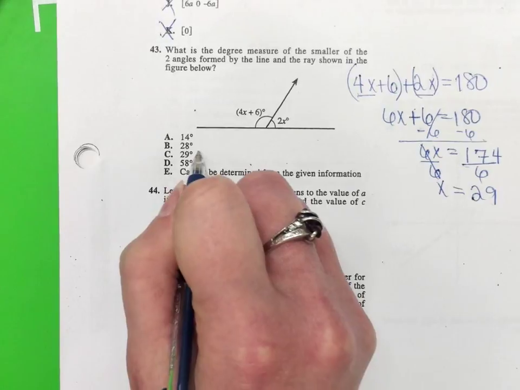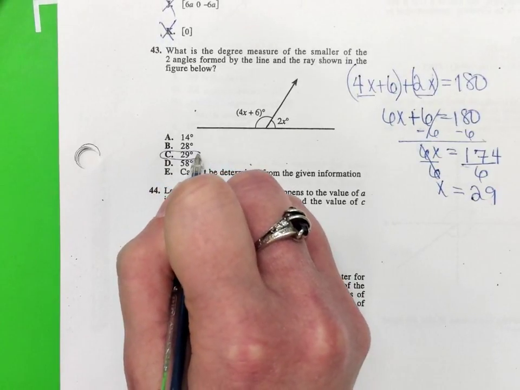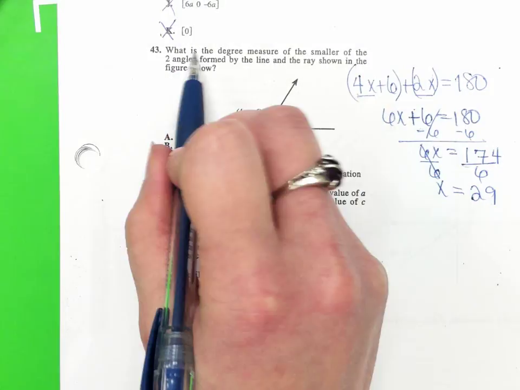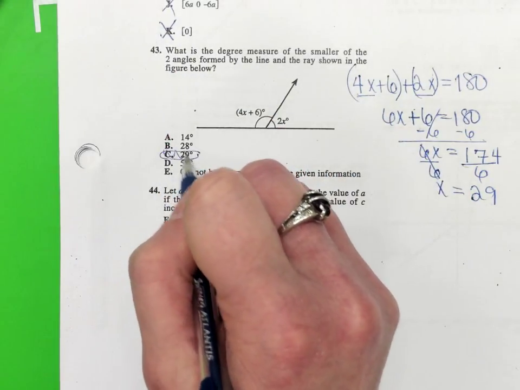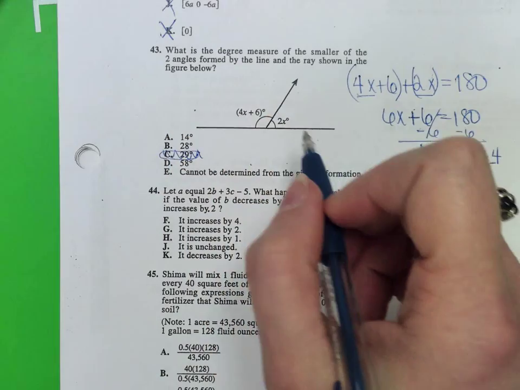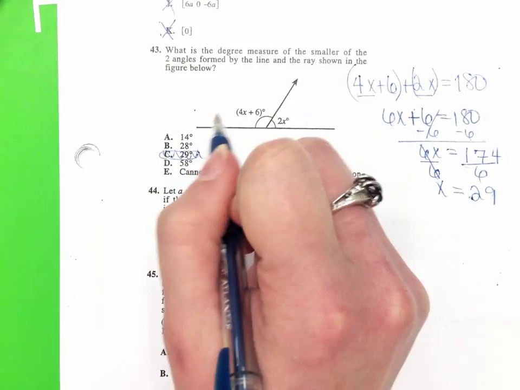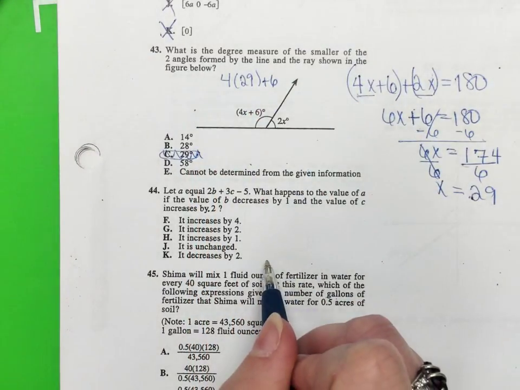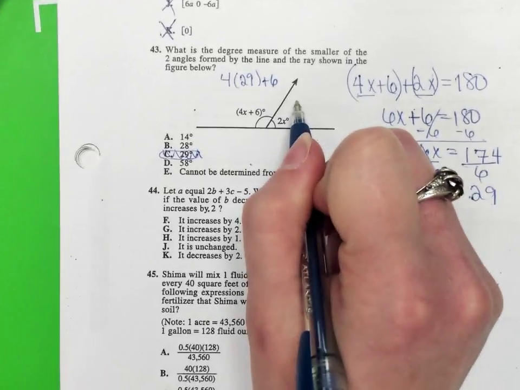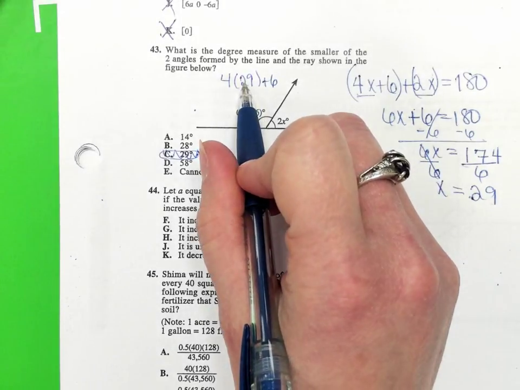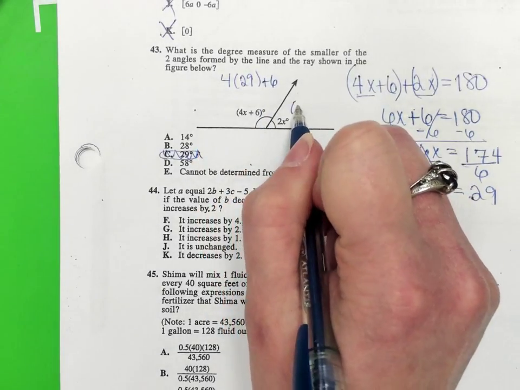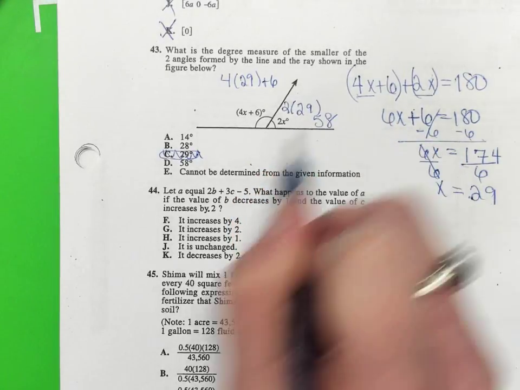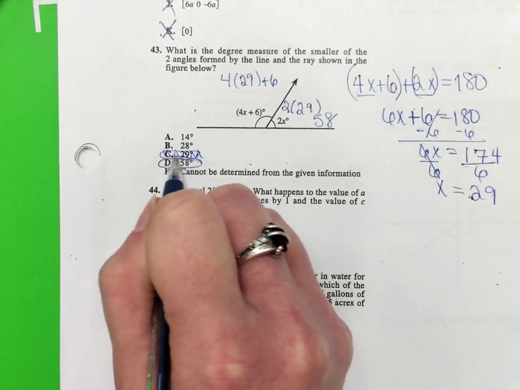Alright, what is that? Does that say C? Oh, is that what I said? Hold on. What is the degree measure of the smaller of the two angles? Well, you know what? It would be nice if we actually plugged it in. So let's plug that in. What's 4 times 29 plus 6? Just use your calculator, plug it straight in. That would be 58. Very good. So it should be D. Ooh, would help if I read the problem, wouldn't it?